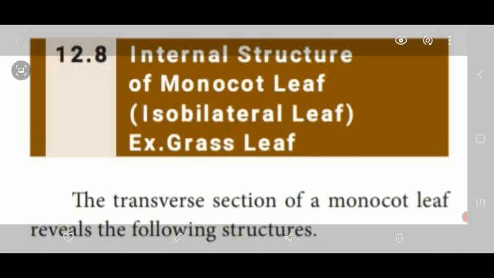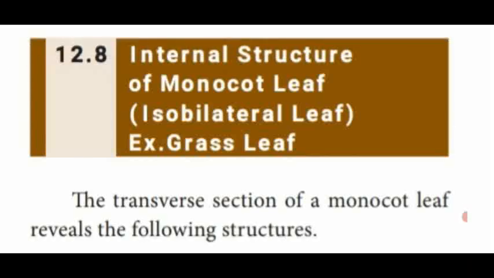That type of leaf is called an isobilateral leaf. But the dicot leaf is said to be a dorsiventral leaf. What is dorsiventral? The mesophyll tissue region is differentiated into palisade and spongy tissue. That is called a dorsiventral leaf.